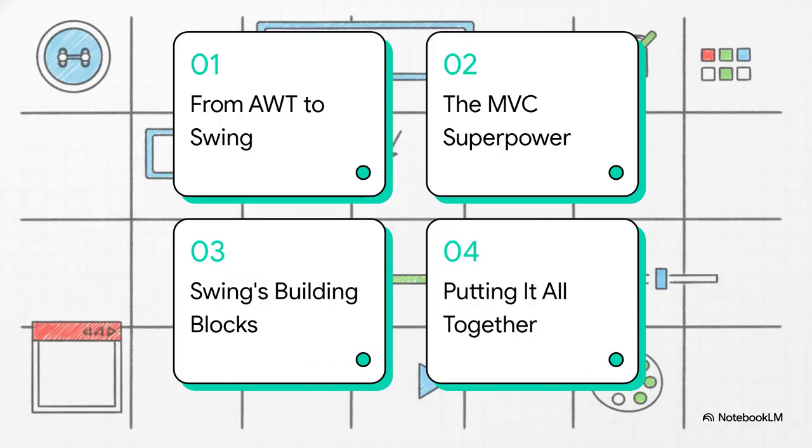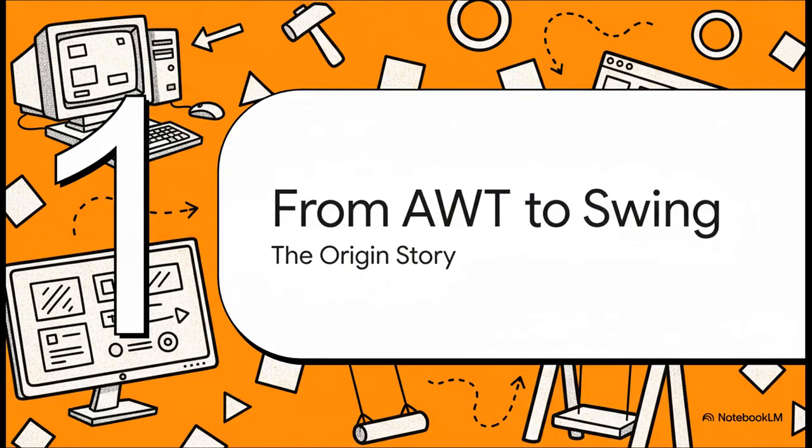So here's the plan. We'll start with a little history, figure out why Java's first GUI toolkit didn't quite cut it. Then, we'll pop the hood and look at the smart design that makes Swing so powerful. After that, it's time to check out the tools of the trade, all the bits and pieces you can use. And finally, we'll put it all together and build our very first app. Let's get into it.